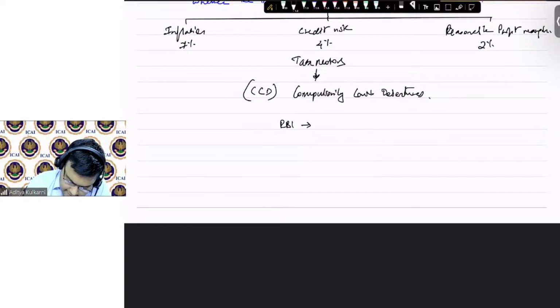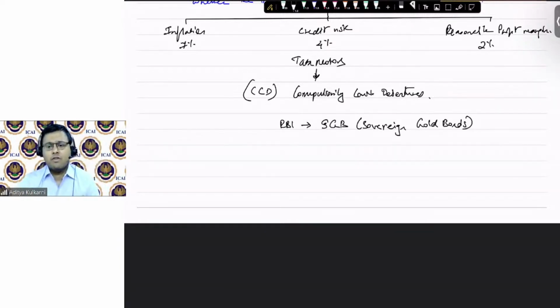RBI has come out with, you've heard this term, right? Sovereign gold bonds. Have you heard this term, sovereign gold bonds? Sovereign gold bonds क्या होता है?